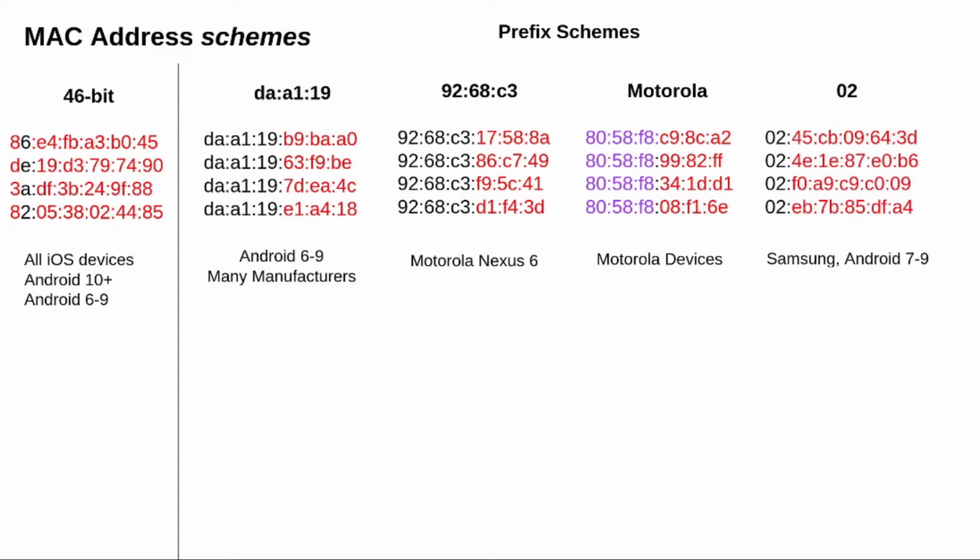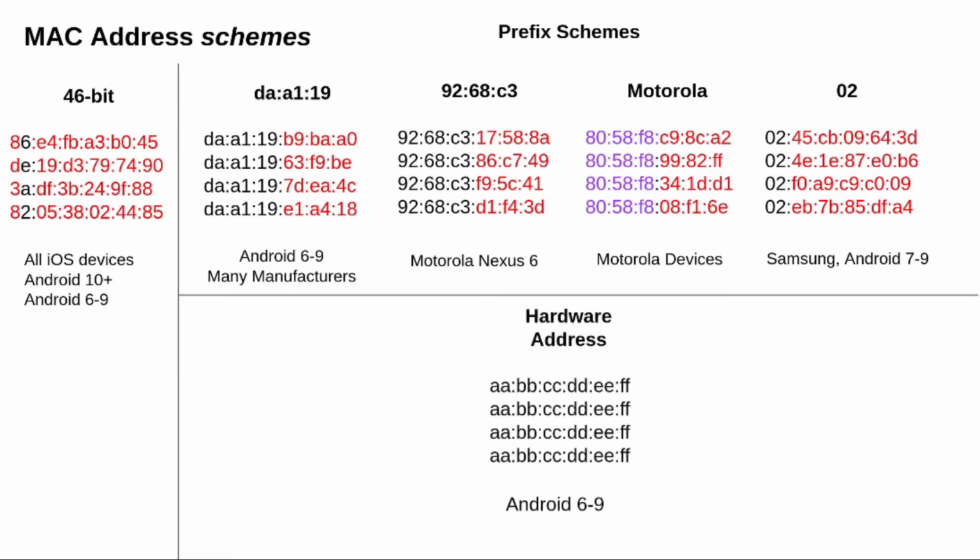The next one we saw was new. It was O2. The O2 scheme just fixes the first byte and randomizes the rest. This was deployed on Samsung Android devices 7 through 9. Not all Samsung devices, but many of them on these operating systems do. If you take a Samsung device and upgrade it to Android 10, it starts doing 46-bit randomization instead. So it's older Samsung devices of a certain class, which allows you to learn a lot about what kind of device is sending these probe requests if you see this address.